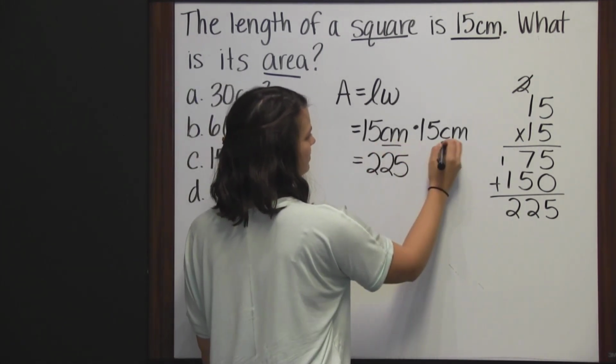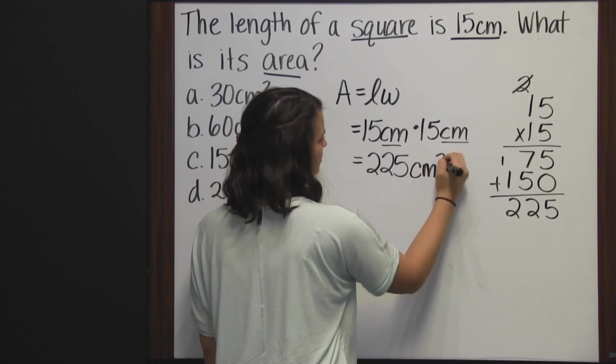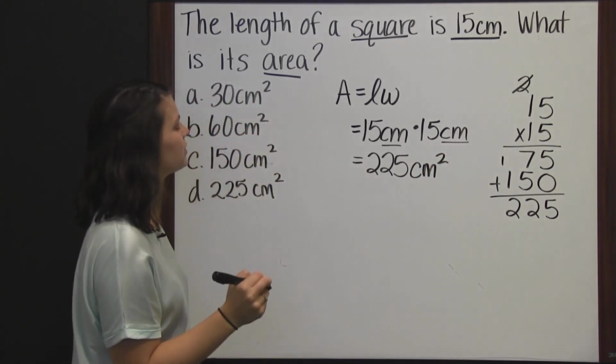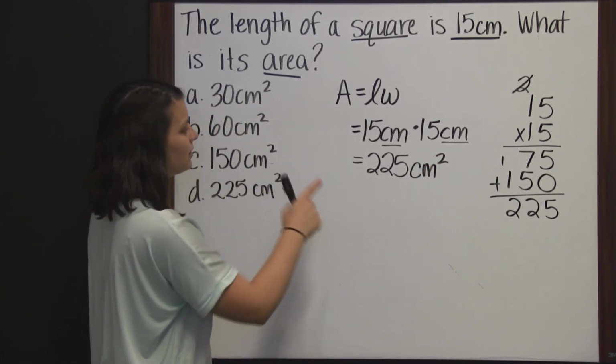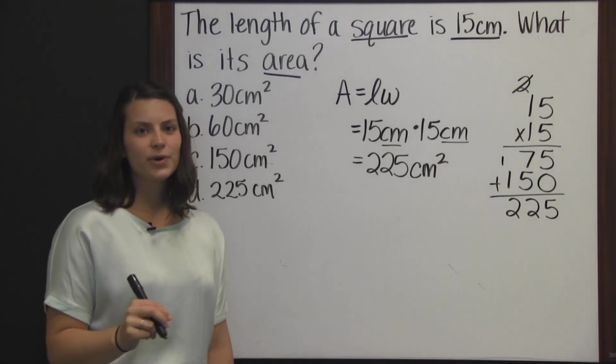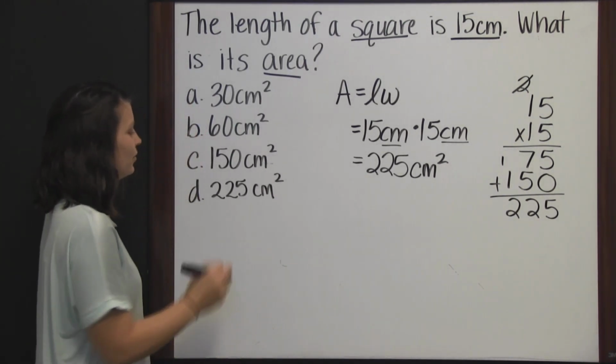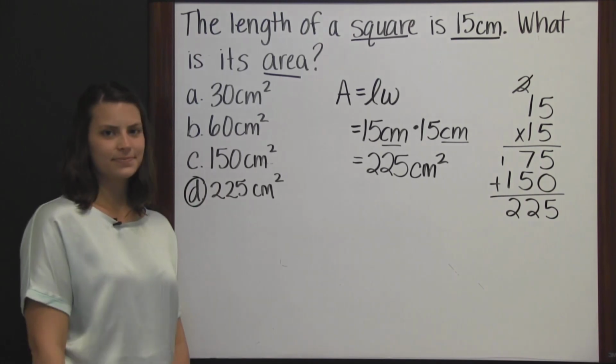And centimeters times centimeters is centimeters squared. So the area of a square with length 15 centimeters is 225 centimeters squared, which is answer choice D.